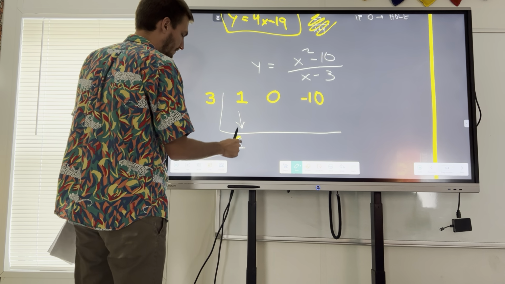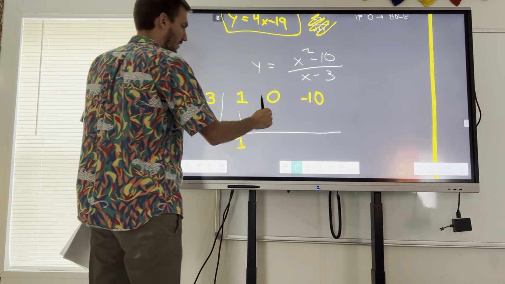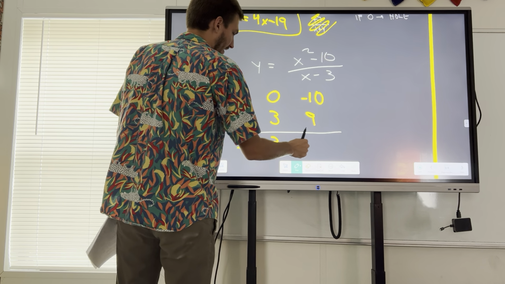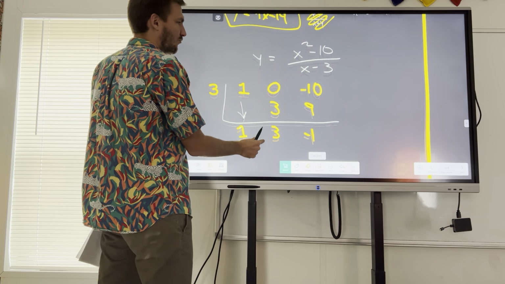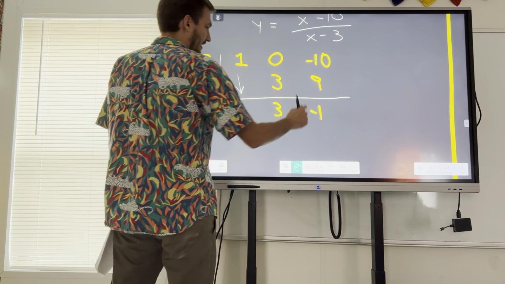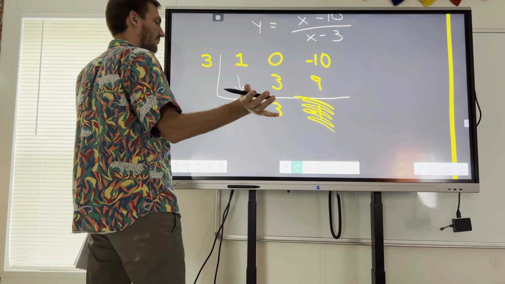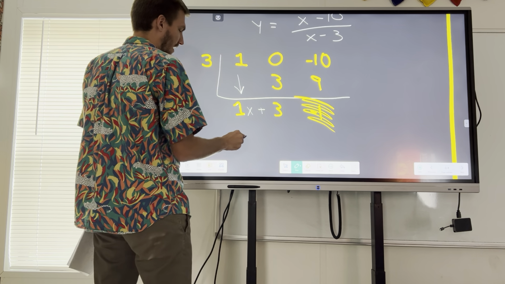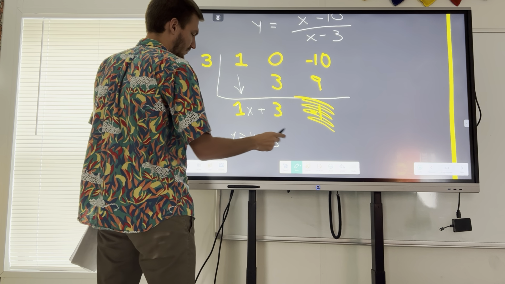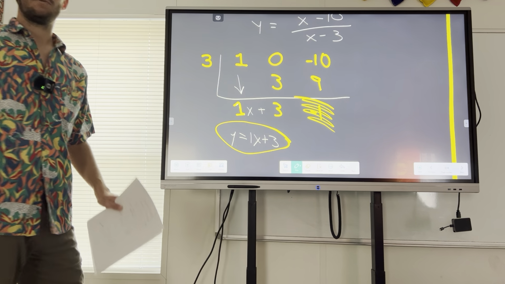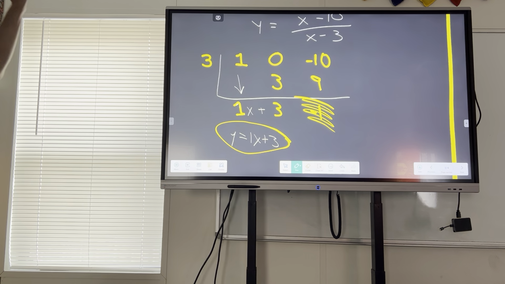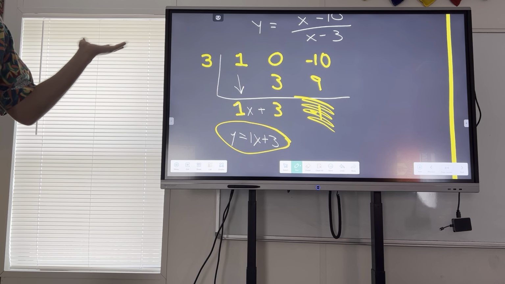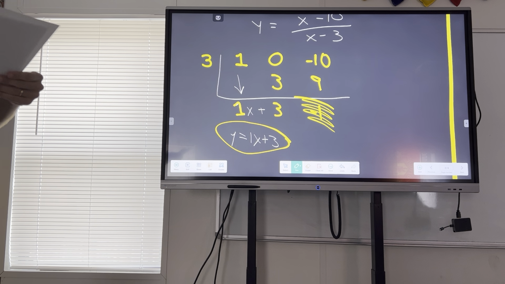And then this process is easy. Bring down the 1, multiply 3, add 3, multiply 9, add negative 1. Writing the equation is also easy. That last number, who cares? Get rid of it. Downgrade, this would be x. Here we go. Y equals 1x plus 3. There is your oblique asymptote. Not a long process. The whole thing took us, I don't know, 30 seconds, because I was kind of waiting on you guys, but you could have done it even faster.